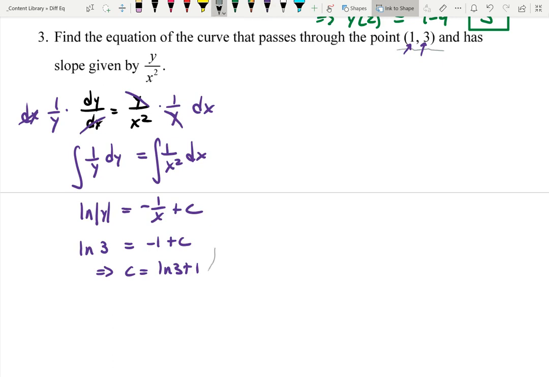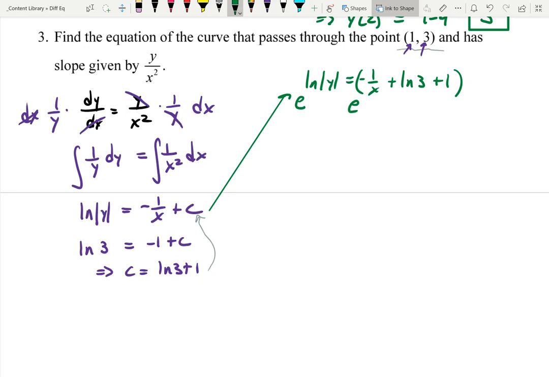All right, take that c value, put it right here, and go ahead and solve that for y. So ln absolute value y is equal to negative 1 over x plus c, which is ln 3 plus 1. Now I need to solve that for y. We always have to solve it for y, get it in the form y equals. So to get rid of the natural log, I need to exponentiate both sides. So I'm going to raise e to the power of both sides. I'm going to have the absolute value of y because the e and the ln are going to cancel out.